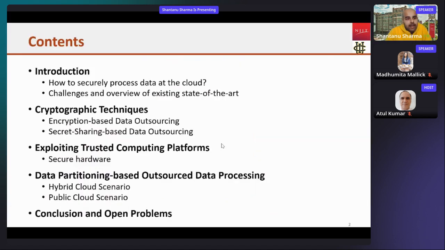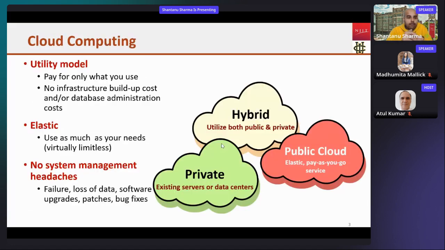So at the very high level, I will first cover an introduction about cloud computing, why we need security, and the 3 different ways we can categorize cryptographic techniques. Then I will go into a little more detail about 2 important cryptographic domains, encryption and secret sharing based techniques. Then I will go over how we can use trusted hardware like Intel SGX, and finally how we can scale the cryptographic techniques for very large data over either a hybrid cloud scenario or the public cloud scenario.